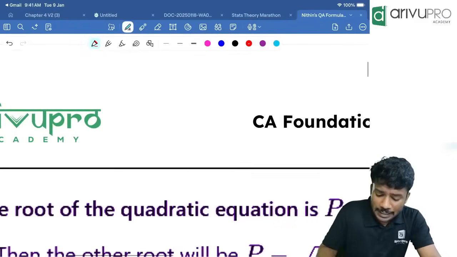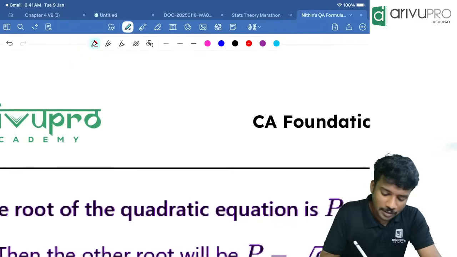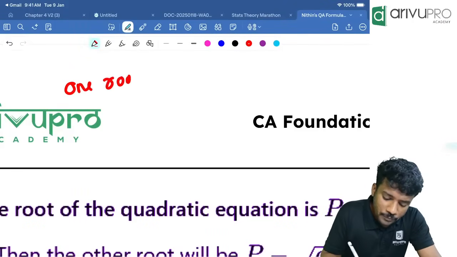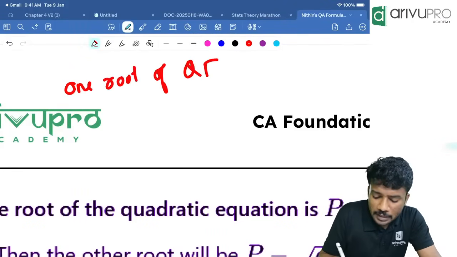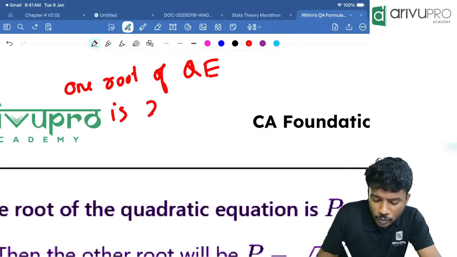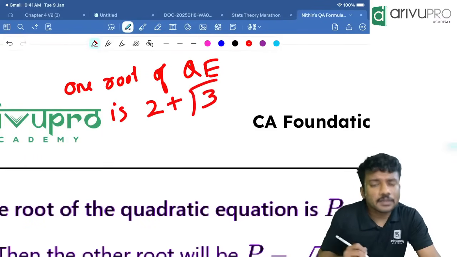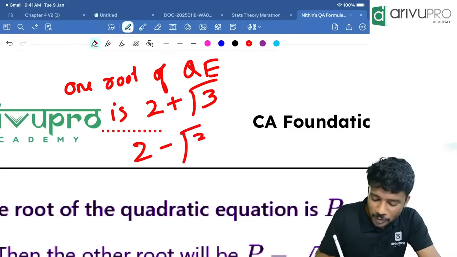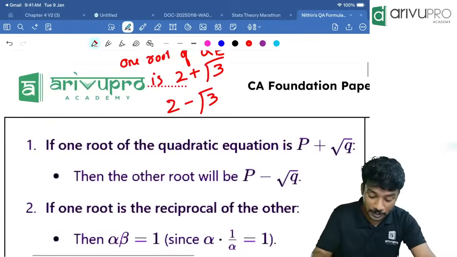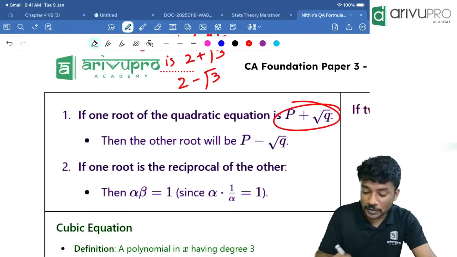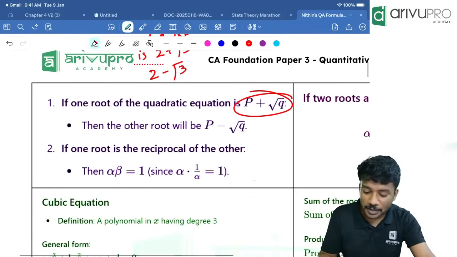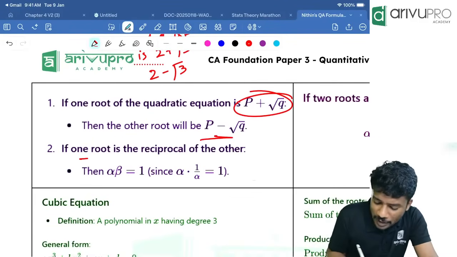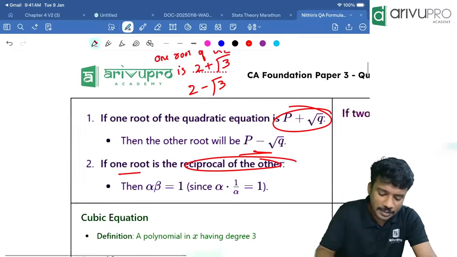Okay, people, in one of the questions they are telling that one root of the quadratic equation is 2 plus root 3. Then the other root will be what? Automatically it will be 2 minus root 3. Remember that. So if one root is p plus root q, the other root is nothing but p minus root q. If one root is reciprocal of the other, then what happens now?